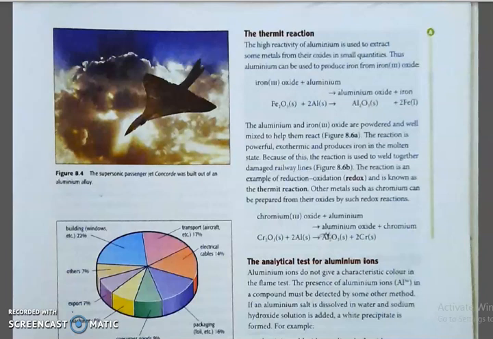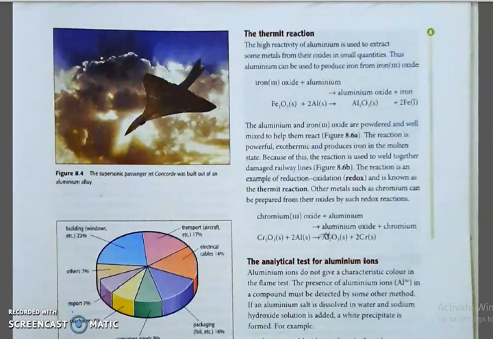Aluminium has a high reactivity. We know that a highly reactive metal will displace a less reactive metal from its compound. That is called a displacement reaction. While studying displacement reactions, we studied the thermite reaction. When comparing with iron, aluminium is more reactive, so aluminium will displace iron from its compound.